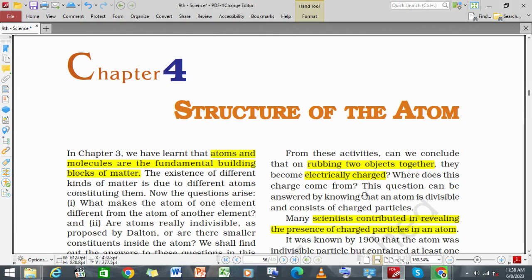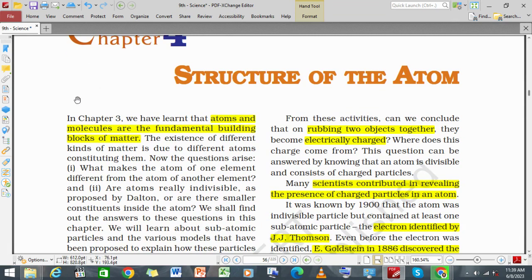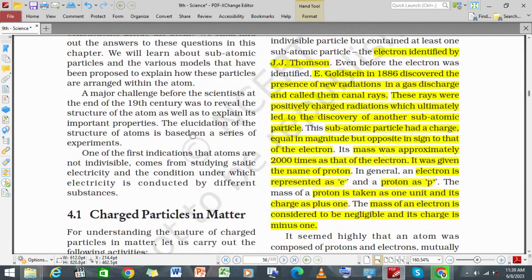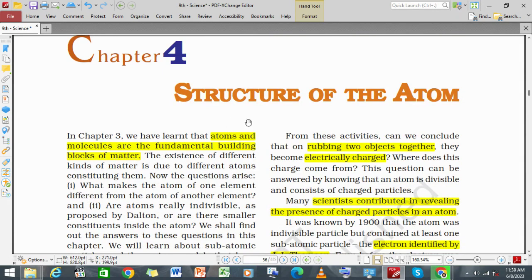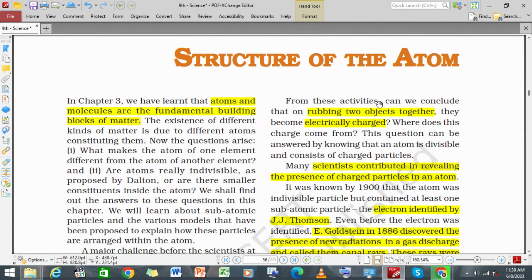So, hello everyone. This is chapter 4 of ninth class NCERT. We are doing science, and this is the last chapter of chemistry for the ninth class. Here we will study the structure of atom. Now, in chapter 3, we learned about atoms, molecules, and fundamental building blocks. Here we will look deeper at what actually happens inside the atom.